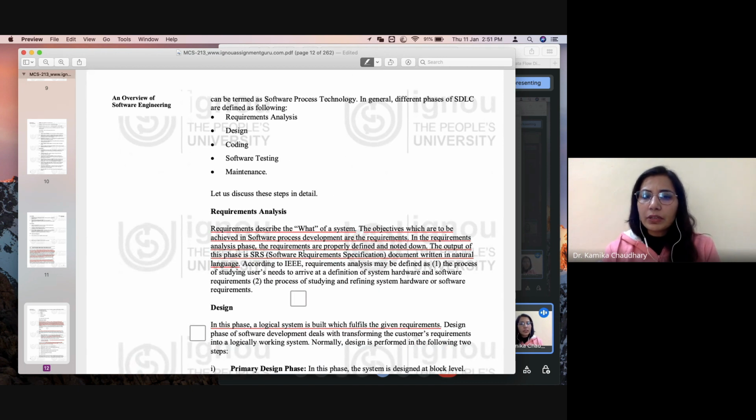So I was talking about the software requirement specification. The client tells all the requirements, that these are all the points that I want from my software. All these points are noted down, documented, and written into a document, which is called your software requirement specification.